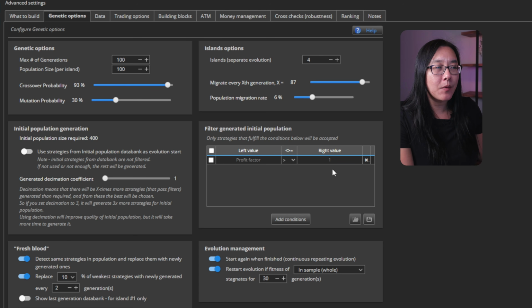Personally, I'm okay with having unprofitable strategies initially because after a few generations and at the end, at the evolution part, you might have a profitable strategy. At the bottom, we've got fresh blood, where dud strategies might get replaced by brand new strategies. And lastly, evolution management. So after a number of generations, if we don't find anything better, then just throw them away and start again from scratch.